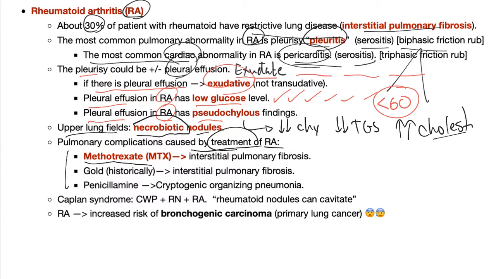If you're giving the patient methotrexate, be aware of interstitial pulmonary fibrosis and mucositis. If you're giving gold, it's historically, of course, interstitial pulmonary fibrosis. Why historically? Because gold sucks in treating rheumatoid patients, and gold is a horrible investment.